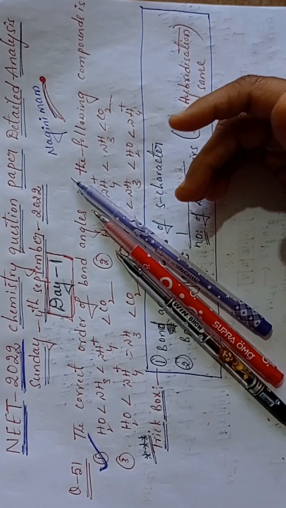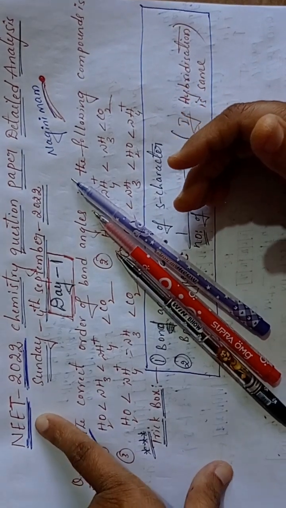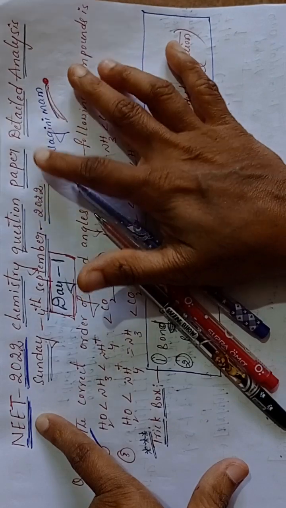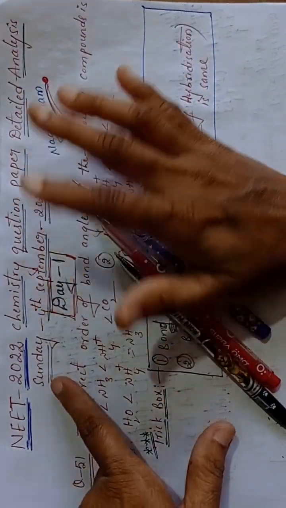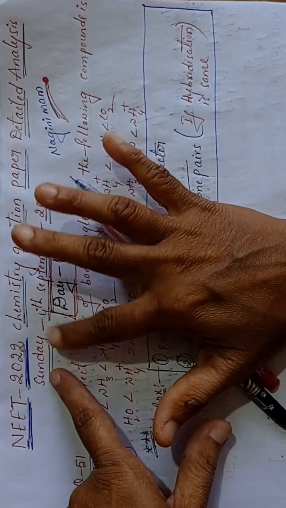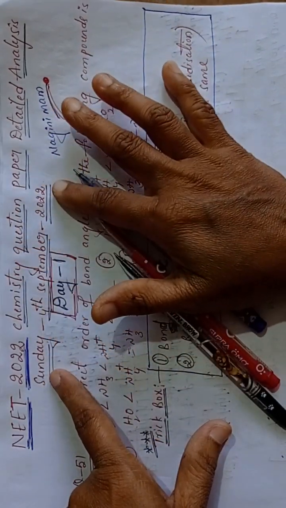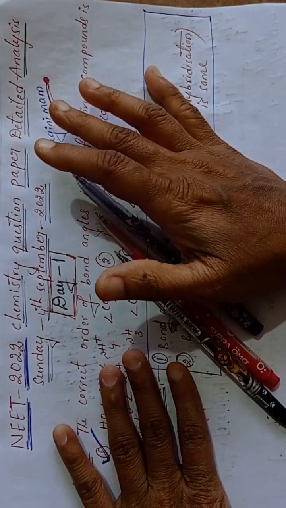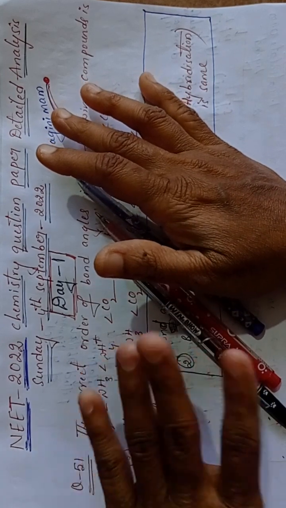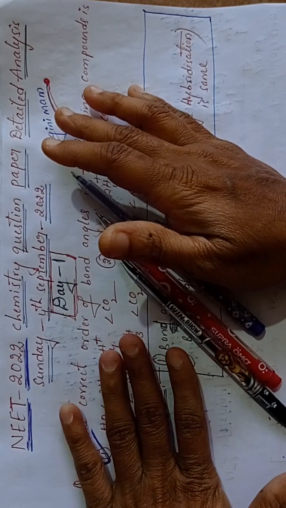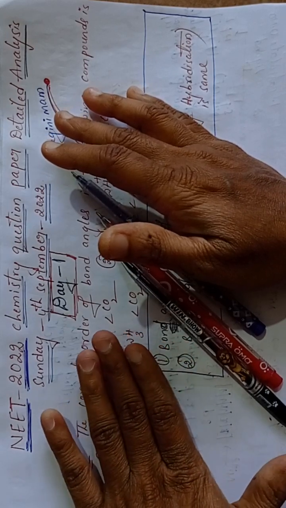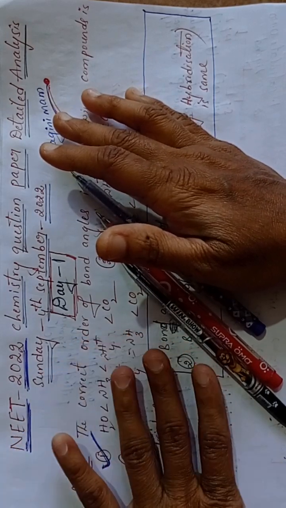Okay, thank you students. In today's session, I'm going to discuss the NEET 2022 chemistry question paper with a detailed analysis. This exam was conducted on Sunday, 4th September 2022. This is the day 1 class. Every day I will take three bits and discuss them. This is the starting class of the NEET 2022 chemistry question paper discussion.